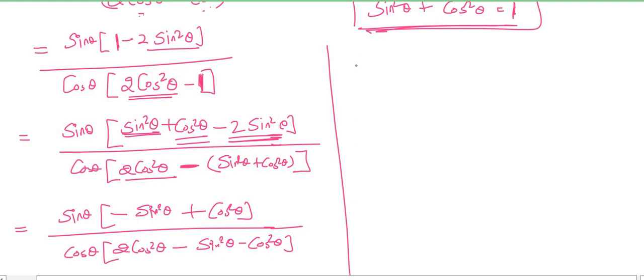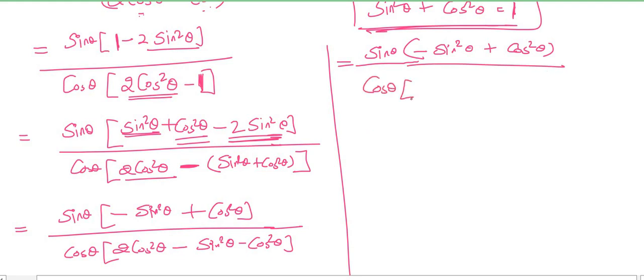We will just simplify it further. Equal to sin theta, ऊपर क्या है, minus of sin square theta plus cos square theta. This is in numerator. Denominator it is cos theta. What are we getting? 2 cos square theta minus cos square is cos square theta, and what is this? Minus sin square theta, correct?